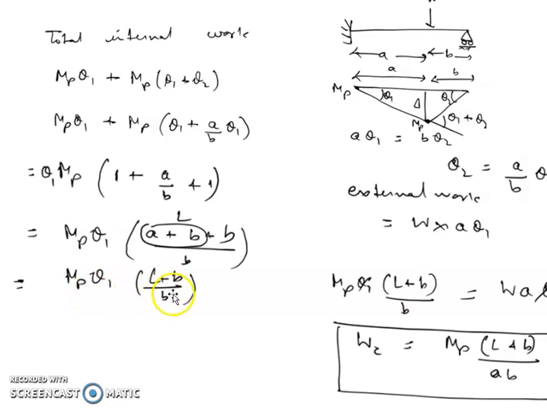So MP theta 1 into L plus B by B. External work is nothing but W into delta. Delta can be written as A theta 1. Delta is nothing but A theta 1 or B theta 2. So MP theta 1 L plus B by B equal to W A theta 1. Therefore W is equal to MP into L plus B by A B. This is the collapse load for this condition. Like that, we can calculate the collapse load for other examples. We will see some more examples in the next class.